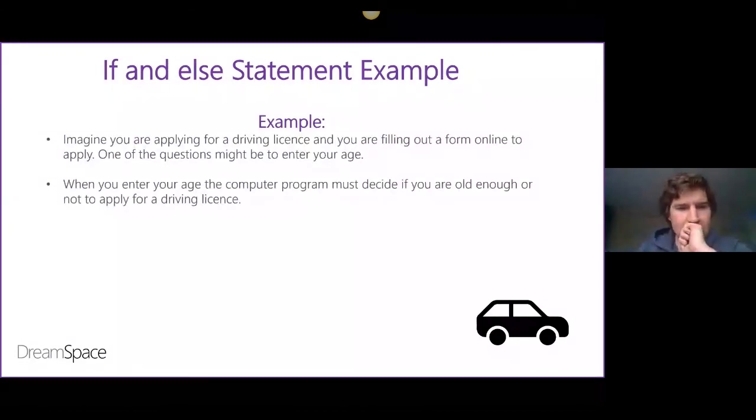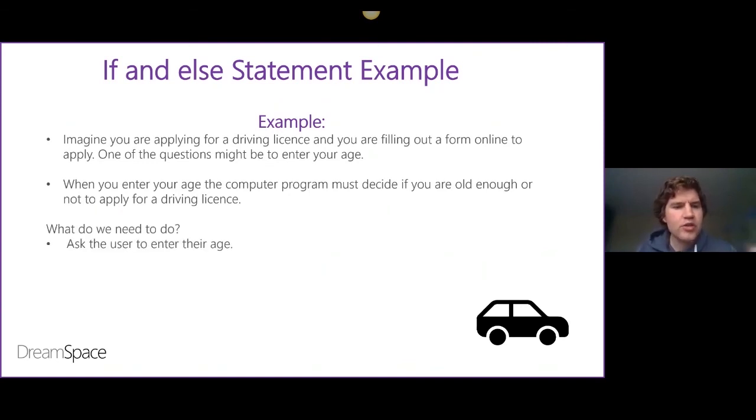So we talked a little bit about the driver's license and stuff. So imagine you are applying for a driver's license and you need to fill out a form online. So you're filling out your name and your address, and you've got to put in your age. All right, because one of the questions, they'll have to make sure that you're old enough to apply for a driver's license. And when you enter your age, the computer will decide whether you're actually old enough to apply for the license or not. So how are we going to do this?